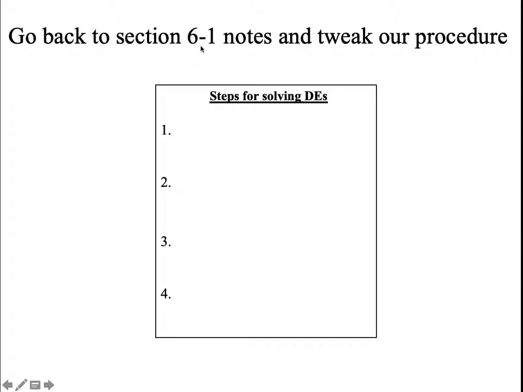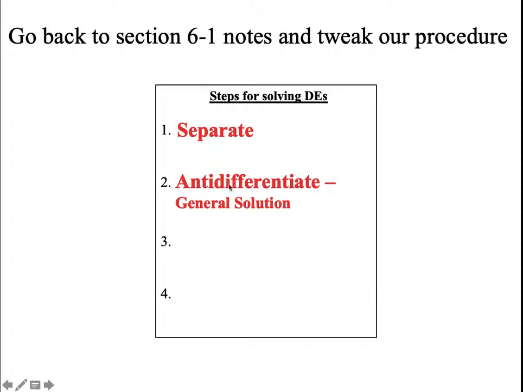So if you go back into 6.1, go ahead and pause the video and find the steps for solving in section 6.1. Okay, I'm assuming you're on that page now. So we're going to keep this first step the same. We're going to separate. You were really good in your groups about being able to do that. But then step 2, we're going to call it what it really is, and that is anti-differentiate.